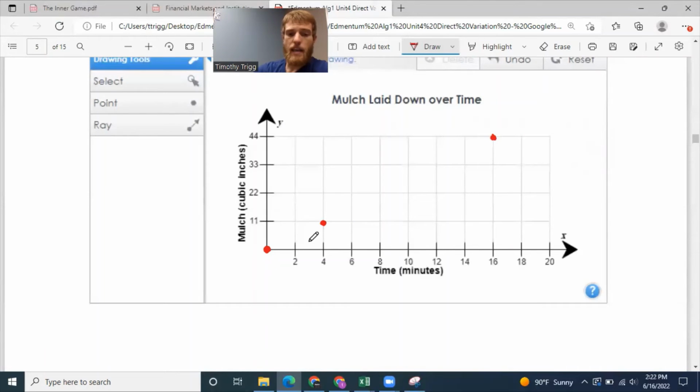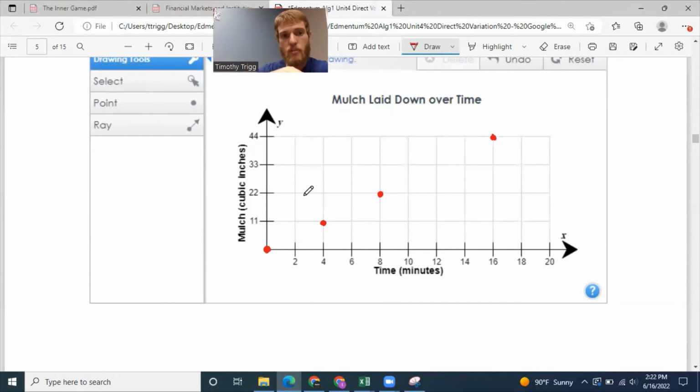Now, if it takes 4 minutes to lay down 11 cubic yards, in 8 minutes, how much will he lay down? Well, hopefully you can imagine there that in 8 minutes, if I double the amount of time, he can do double the amount, right?